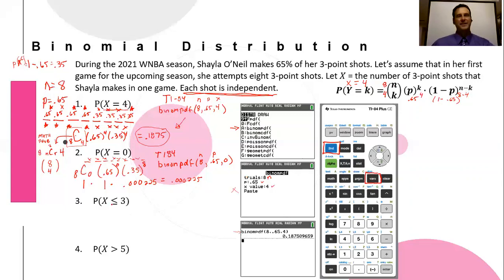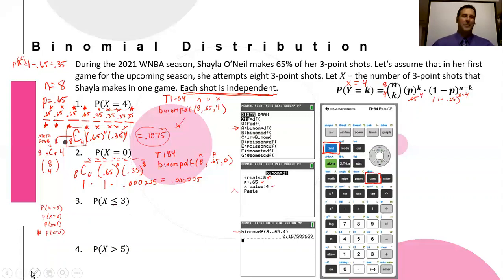Okay, the next one says 3 or less. The probability of making 3 baskets from the 3-point line or less. Okay, now think about what that means. That means the probability of x is equal to 3, the probability of x is equal to 2, the probability of x is equal to 1, and the probability of x is equal to 0. Don't forget that one. That one's often forgotten.